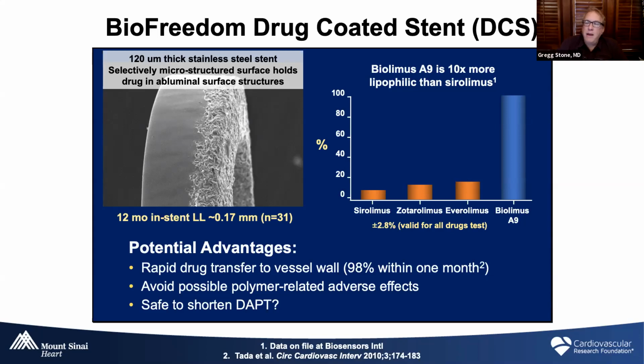And they chose biolimus A9 because it is so much more lipophilic than the other limus drugs. And so it is more likely to be retained in the tissue. So it's got advantages of potential drug transfer to the vessel wall. It may avoid polymer-related side effects, but doesn't make it safe to shorten DAPT because it's basically a bare metal stent. And this first stent was really a stainless steel stent.